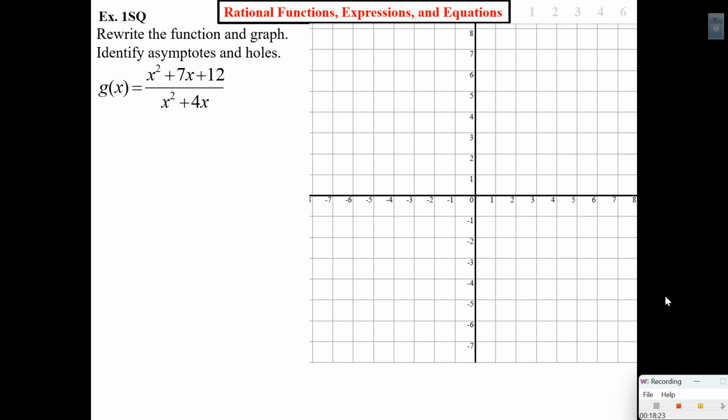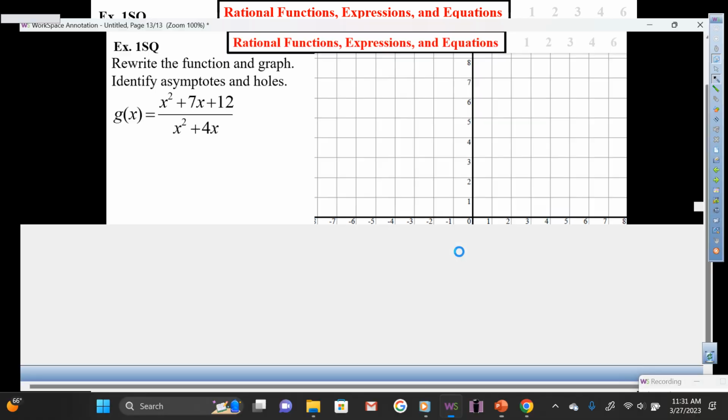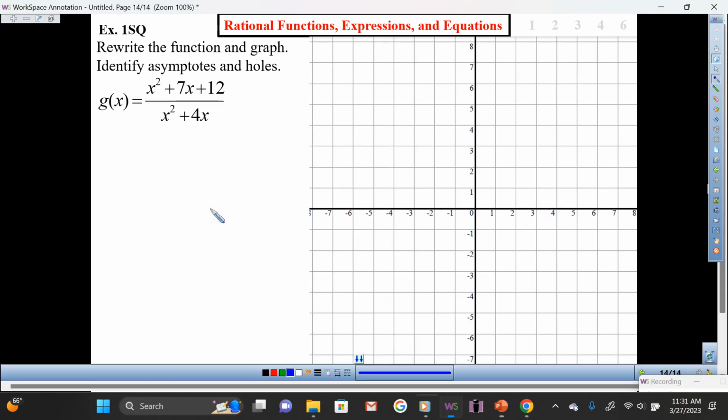All right, example 1 super Q reads g of x equals x squared plus 7x plus 12 over x squared plus 4x. All right, tell your neighbor the first step, please. What is the first thing we do? All right. What is the first thing we do, Alyssa? Okay, factor and rewrite. So tell your neighbor the factors for the numerator and the factors for the denominator, please.